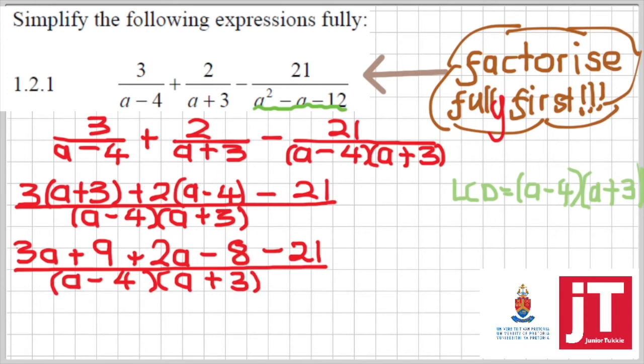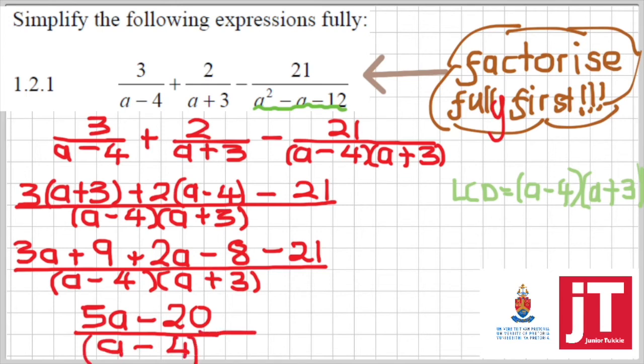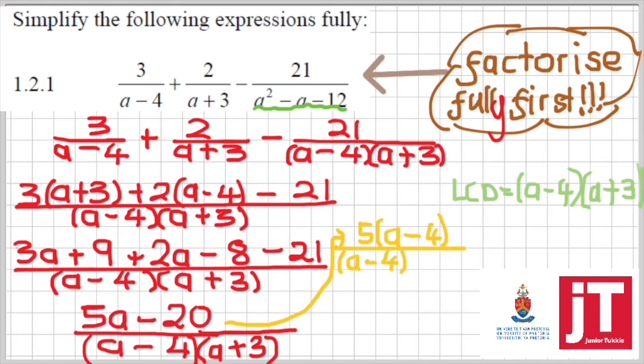Thereafter, you can still simplify that numerator by identifying your like terms. I'm seeing a 3a, a 2a, and constants 9, negative 8, and negative 21. So when simplified, that gives us 5a minus 20 over a minus 4, and you're going to get a plus 3 as the second factor. Then you take it further, you're going to factorize, you get 5 open bracket a minus 4 over our LCD a plus 3 as well.